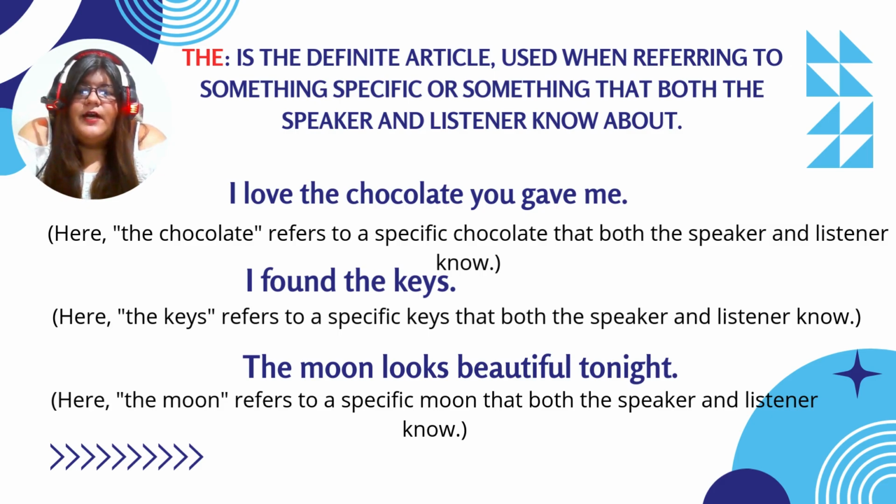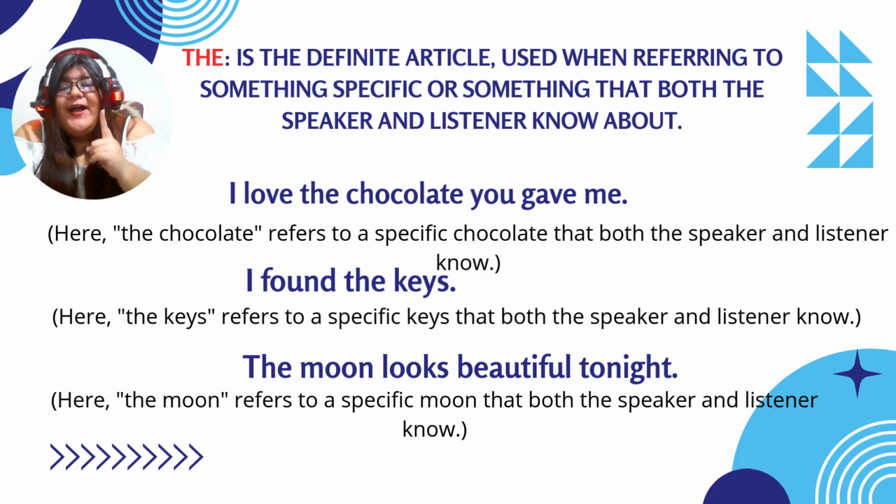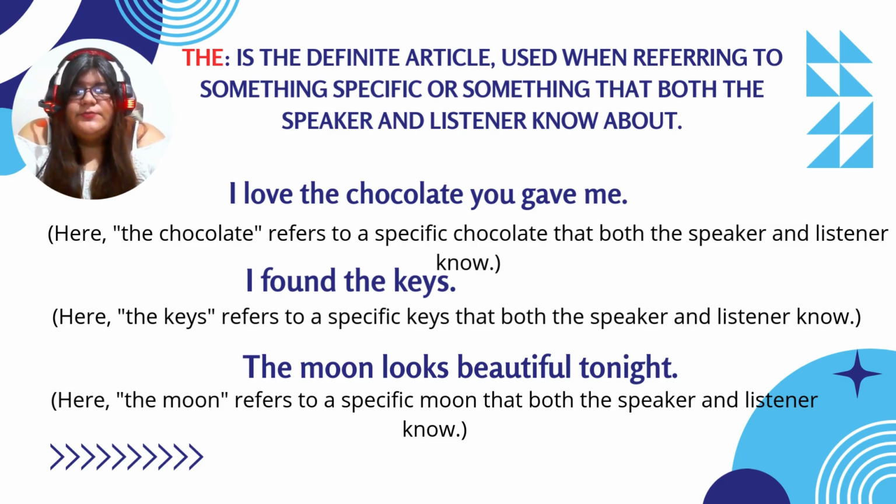Then we have I found the keys. Here the keys refers to specific keys that both the speaker and listener know. Then we have here a clear example. The moon looks beautiful tonight. It means that in the world we only have one moon. It's unique. So everybody knows that there is only one moon in the world, right? Here the moon refers to a specific moon that both the speaker and listener know.